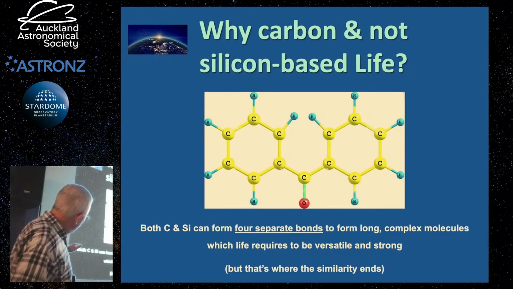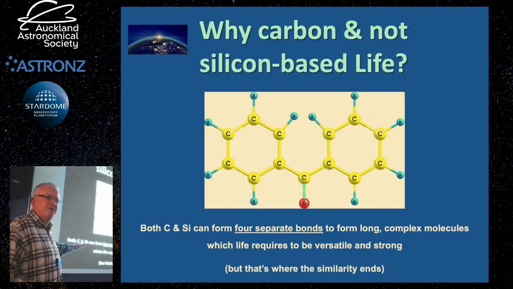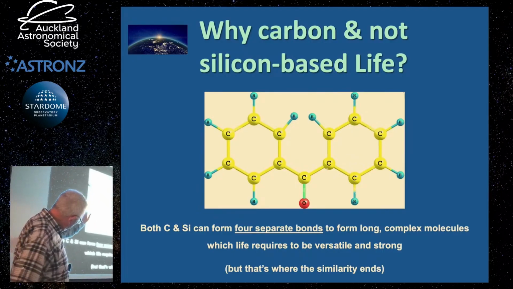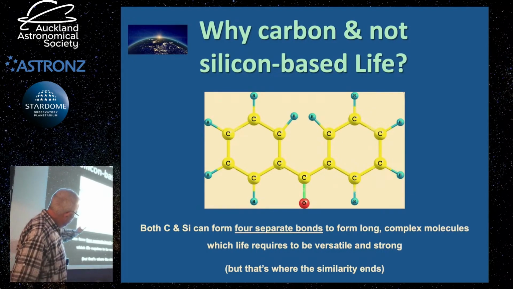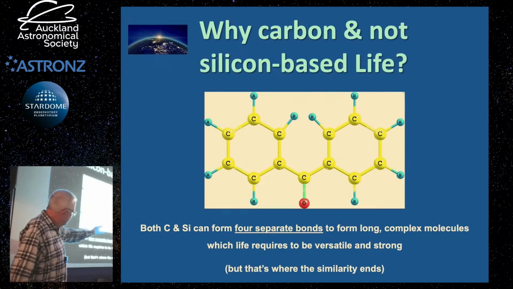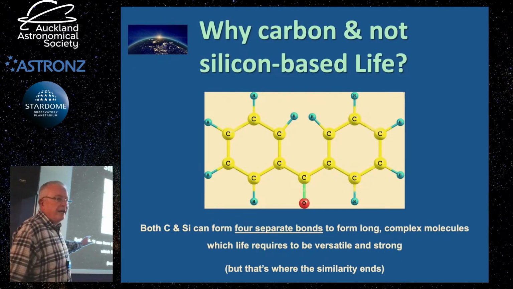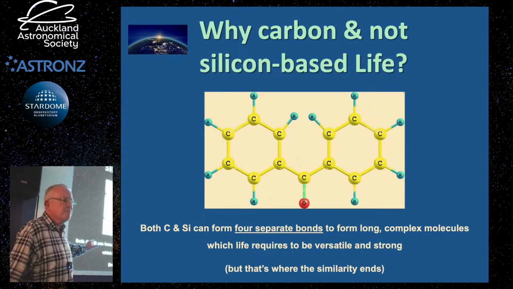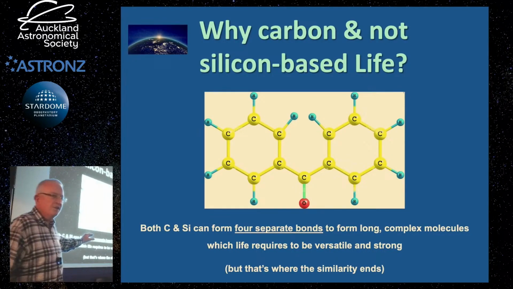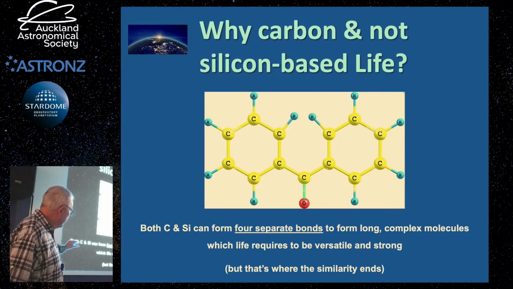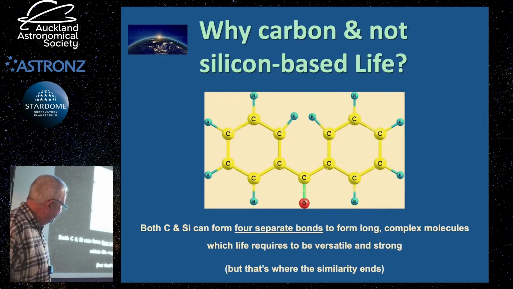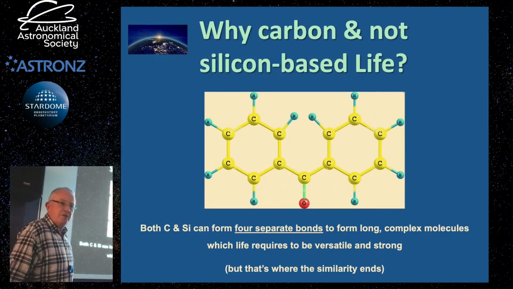So why is it carbon, and why do people often raise the issue of silicon? People often say in a discussion, how about silicon? And the reason is they're both in the same column in the periodic table, which means they've both got 4 electrons in the outer shell, so they can form 4 separate bonds to form long, complex molecules. And life needs long, complex molecules. The simplest of life on Earth is complex. Life needs to be versatile, it needs to be strong, and it is quite complex. So both carbon and silicon have those 4 separate bonds, which make them very versatile. But that's where the similarity ends.